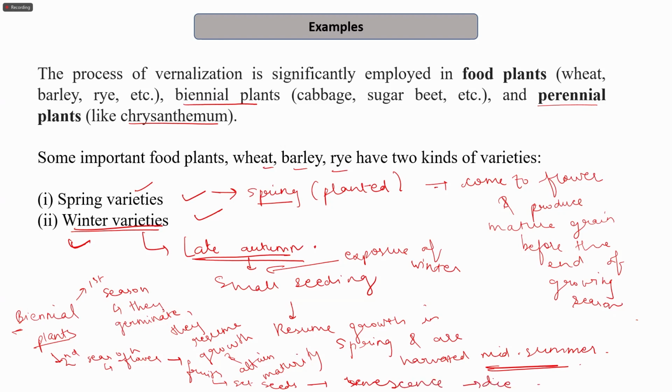In the first season, what happens? They germinate, they resume the growth and attain maturity. After attaining the maturity, in the second season, these plants produce fruits, they set seeds, they undergo senescence and die. Right?